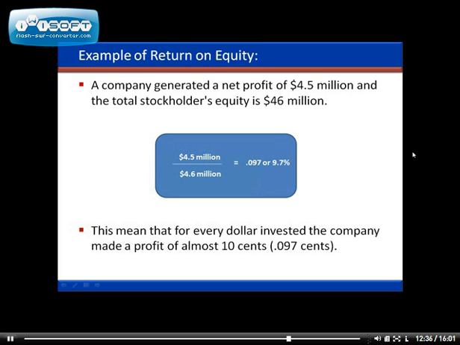Example of return on equity: a company generated a net profit of $4.5 million and the total stockholders' equity is $46 million. So in this particular case, we would put $4.5 million over $46 million in stockholders' equity, and we would come up with 0.097 or 9.7%. And this means that for every dollar invested in the company, the company made a profit of almost 10 cents.